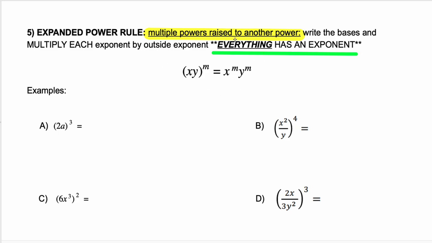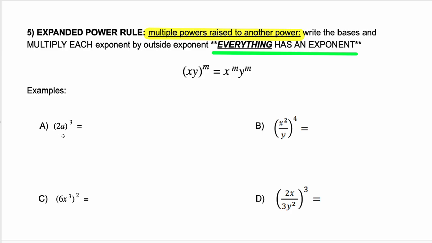The general rule here states that we have x, y inside the parentheses raised to the m power. X is a base and y is a base. The exponent of x is a 1 and the exponent of y is a 1. We would multiply 1 times m, that's where we got x to the m from, and we would do 1 times m, that's where we get y to the m power. So this is a little different because you don't see any exponents in here. We do want to make sure that we rewrite these problems so that we see the exponents on everything, numbers and letters.